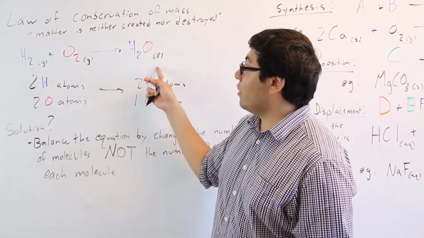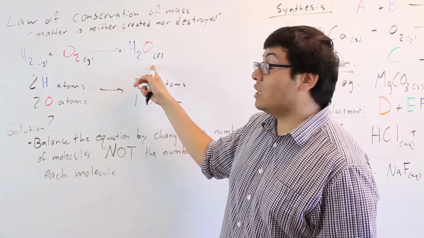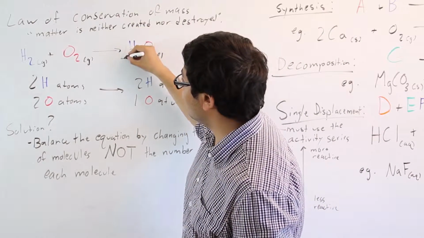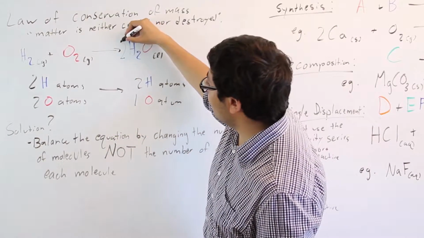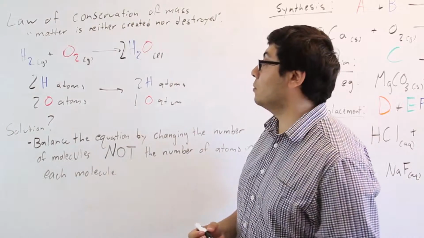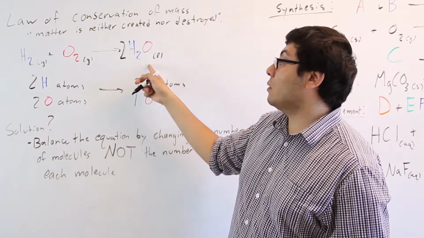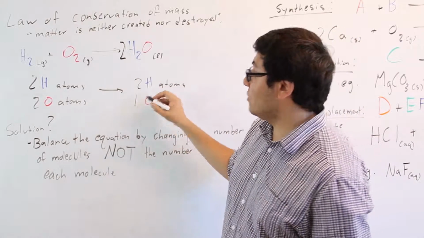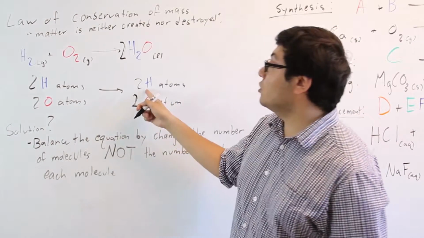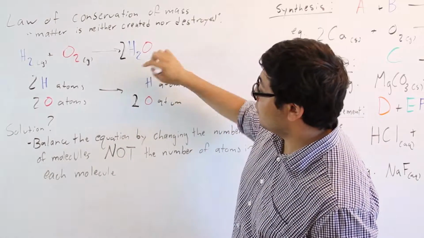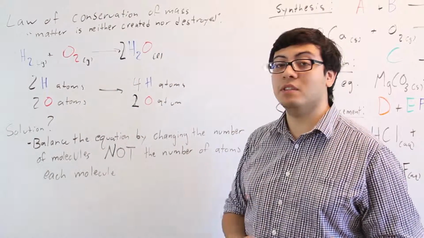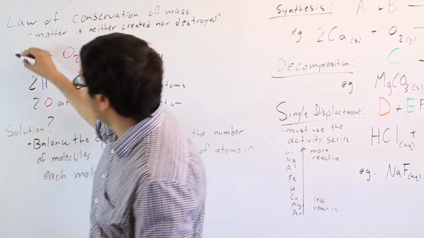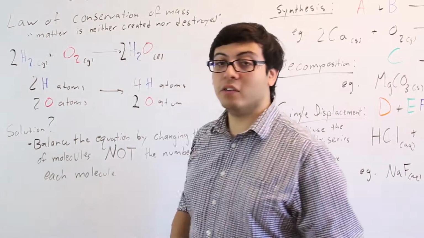We have a deficit of oxygen atoms on this side. So we can change the number of molecules that are made. So the proper thing to do would be to put a 2 over here. So now we have 2 water molecules formed. So this gets rid of the problem that we had with not having enough oxygen atoms. So now we have 2 oxygen atoms and now 4 hydrogen atoms. This creates another problem, but that's easily fixed because we can just put a 2 over there.